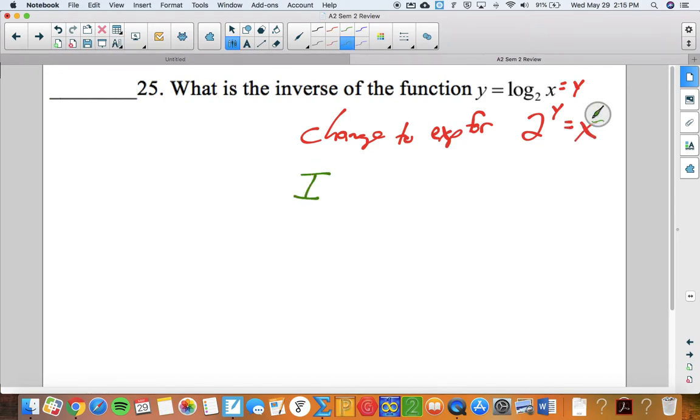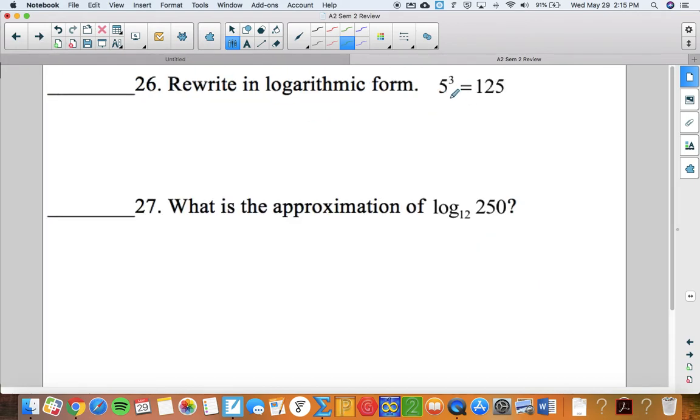Now, do the inverse, which means switch x and y. So 2 to the x equals y. Notice I switched the x and the y here. And so that means I know that the inverse function is y equals 2 to the power of x. Rewrite this in log form. All right, so my base goes down here, that's 5. The answer goes next, and the power goes after the equal sign.